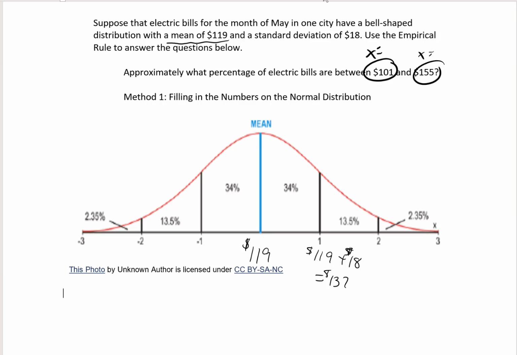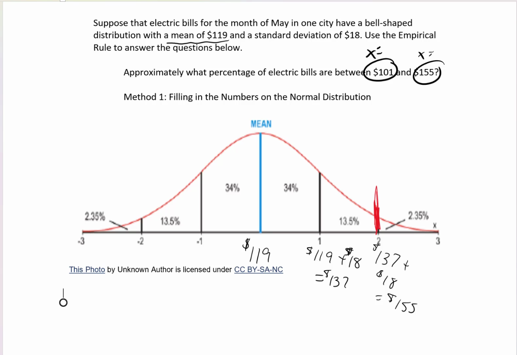Well, $137 isn't the value that we're interested in, so we have to keep going. I go up one more standard deviation, so I add another $18 to the $137, and now I'm at $155. Since this is the x value I'm interested in, I can stop at this point. And I know now that $155 is 2 standard deviations above the mean.